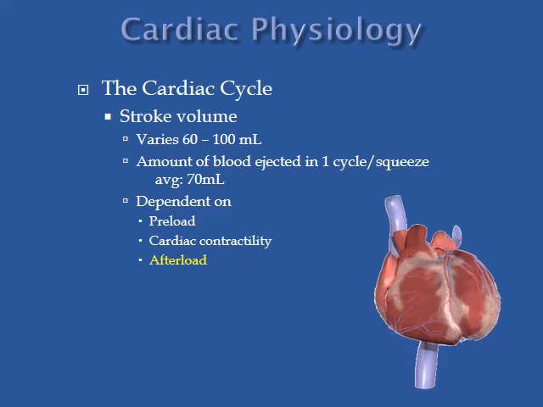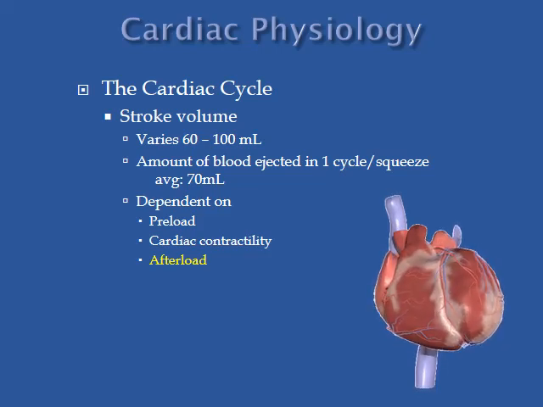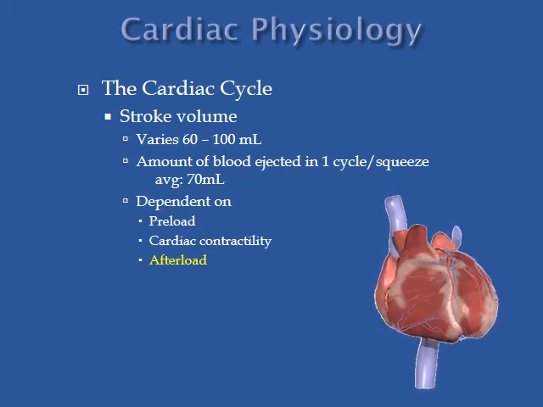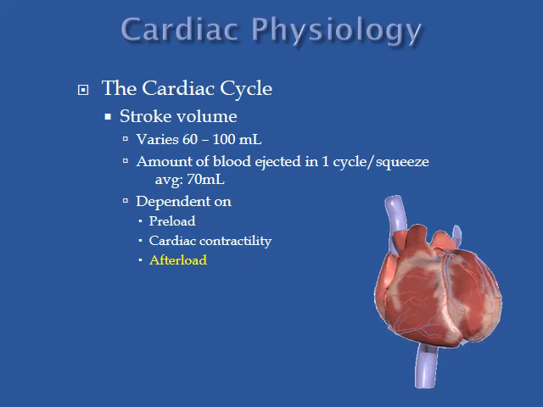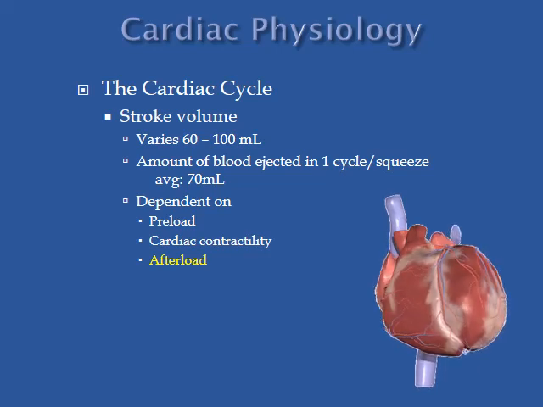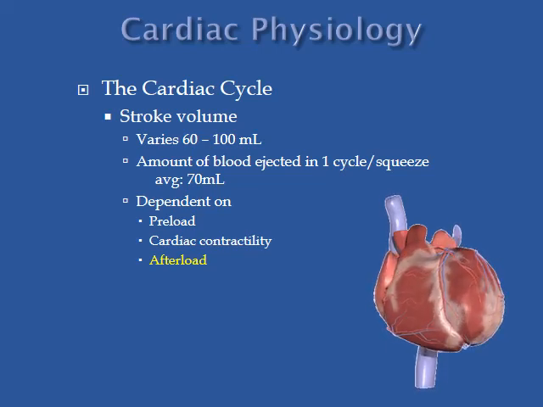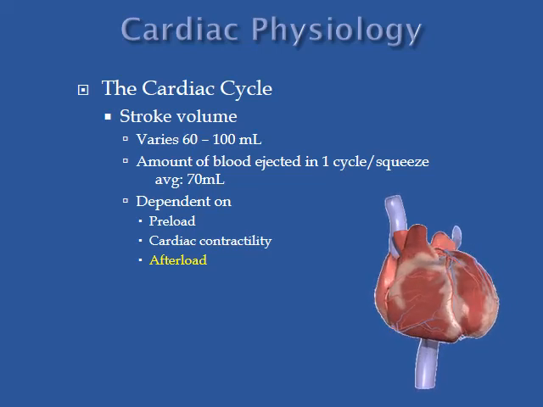Stroke volume depends on preload. Remember, we've got to have preload to have cardiac output, and we've got to have cardiac output to have that blood pressure. So stroke volume depends on preload, cardiac contractility, how well that heart is squeezing, and then afterload. And afterload is how much those vessels are squeezing down, that vasoconstriction, because that's the force your heart has to push against to pump blood through those pipes.